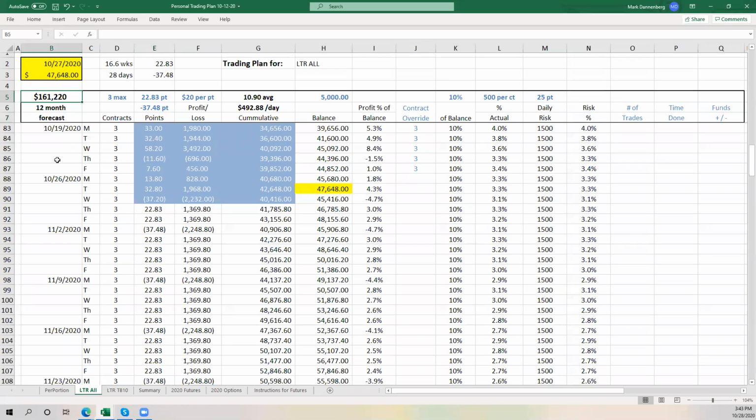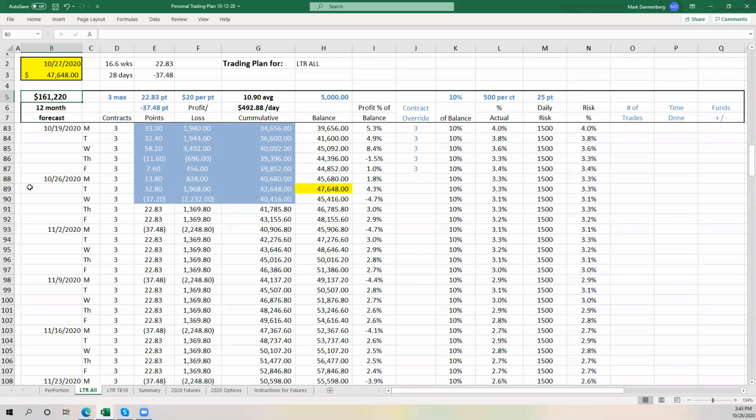All right, so what that tells me is that based on the current run rate, trading from 9:30 to noon, and trading no more than 3 contracts, I have that capped out at 3 contracts, my income could potentially be about $161,000 over the course of this 12-month period, which started at the beginning of July.